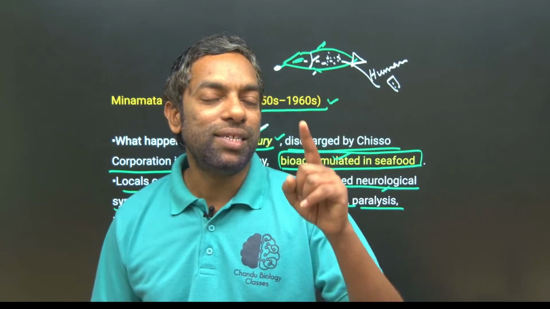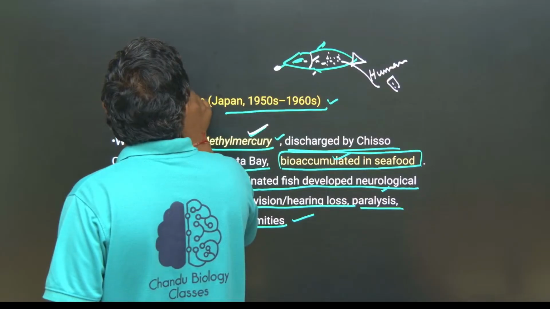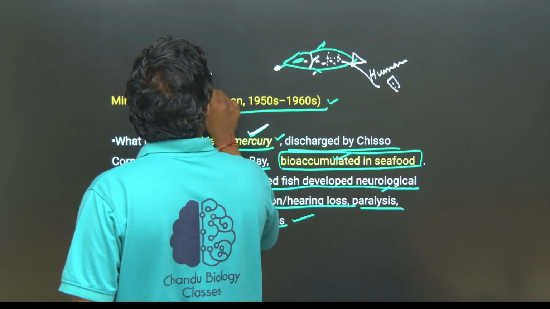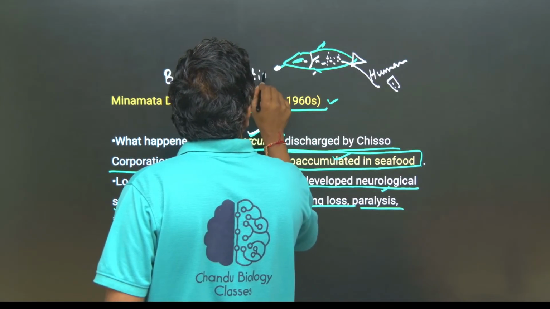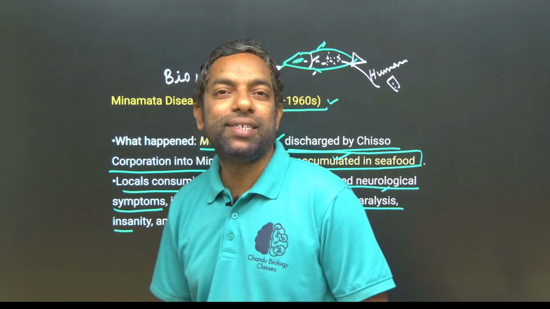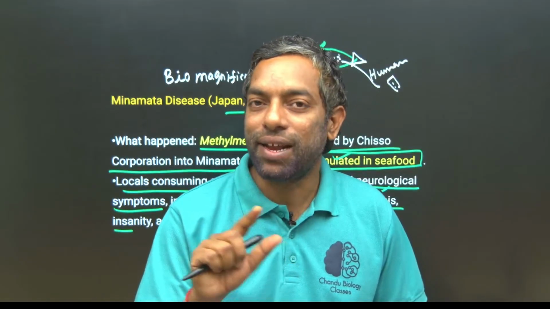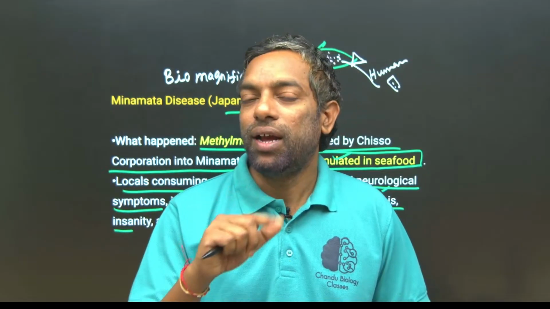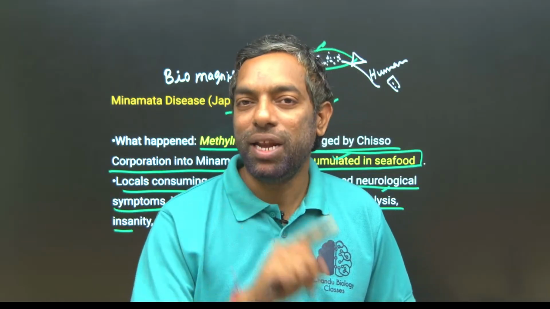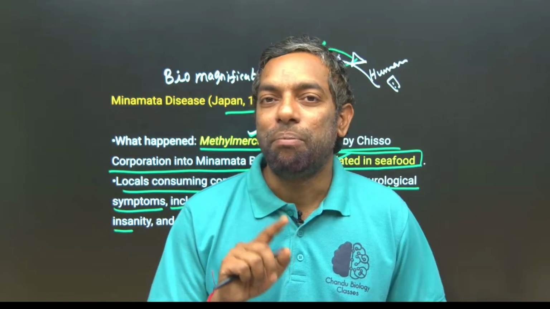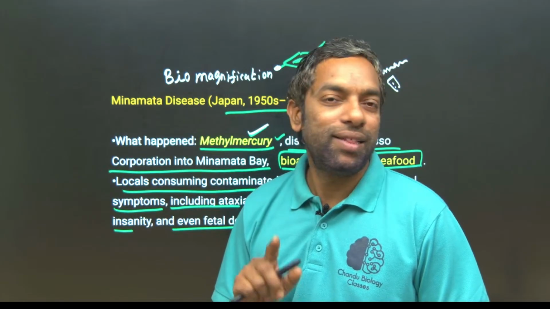We can call this bioaccumulation, called biomagnification. This word is important. Biomagnification: the concentration and toxicity increase in the tissues as it is accumulated. If you eat that, it enters your body. This is the process called bioaccumulation. They can ask you in the exam, what is biomagnification? The accumulation of toxicity increasing in the tissues is called biomagnification.